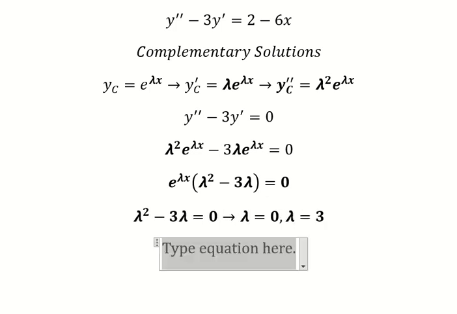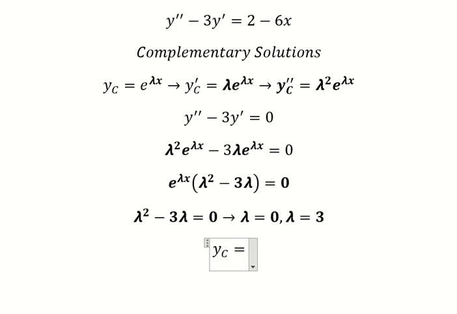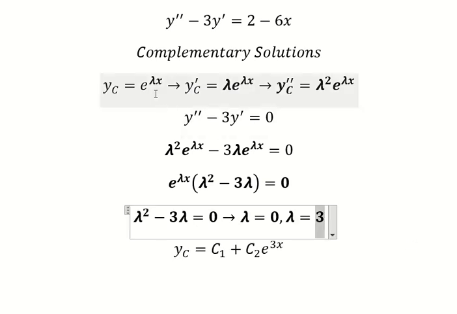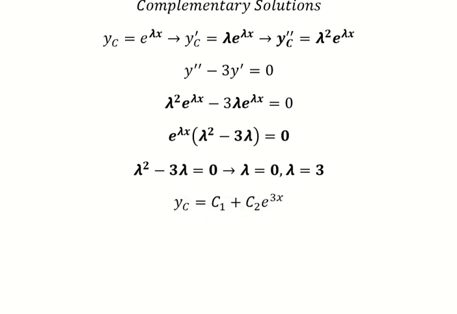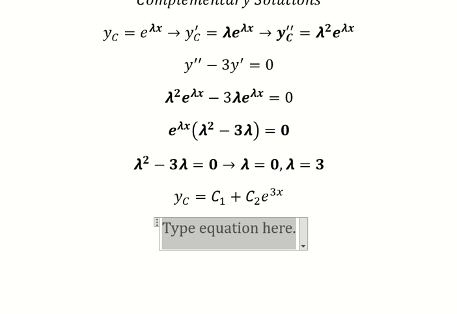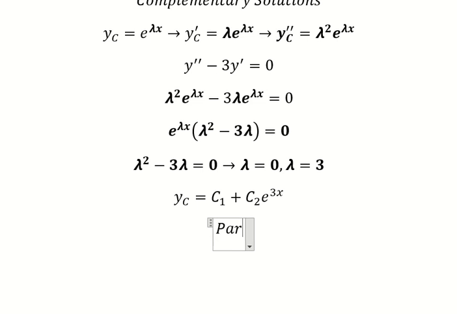So we have yc, that is c number 1. We have the constant number 1, e to the power of 0s. So this one we have number 1, so we just write c number 1. C number 2, that is e to the power of 3s. So we put number 3 go in here, and we have like this. And the next one, that is about particular solutions.